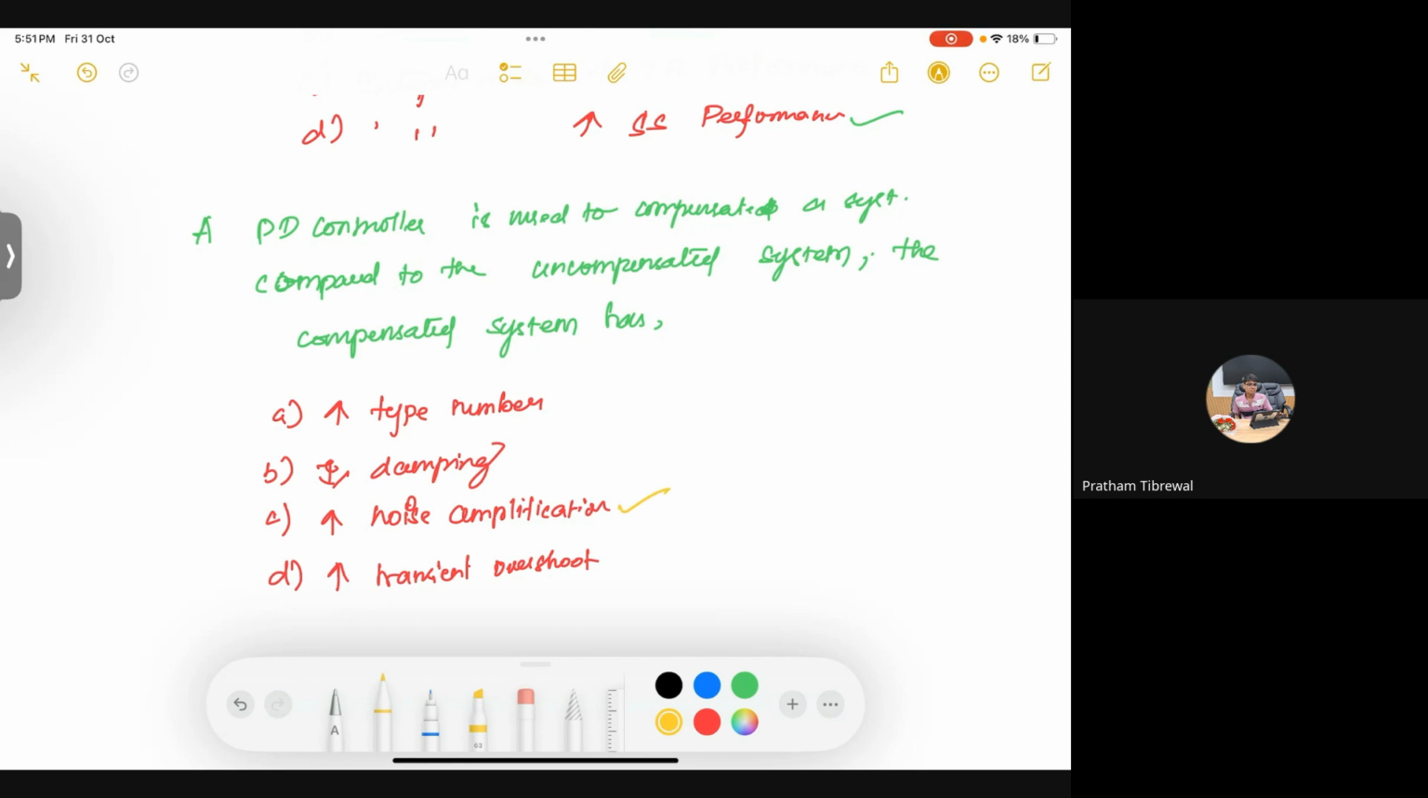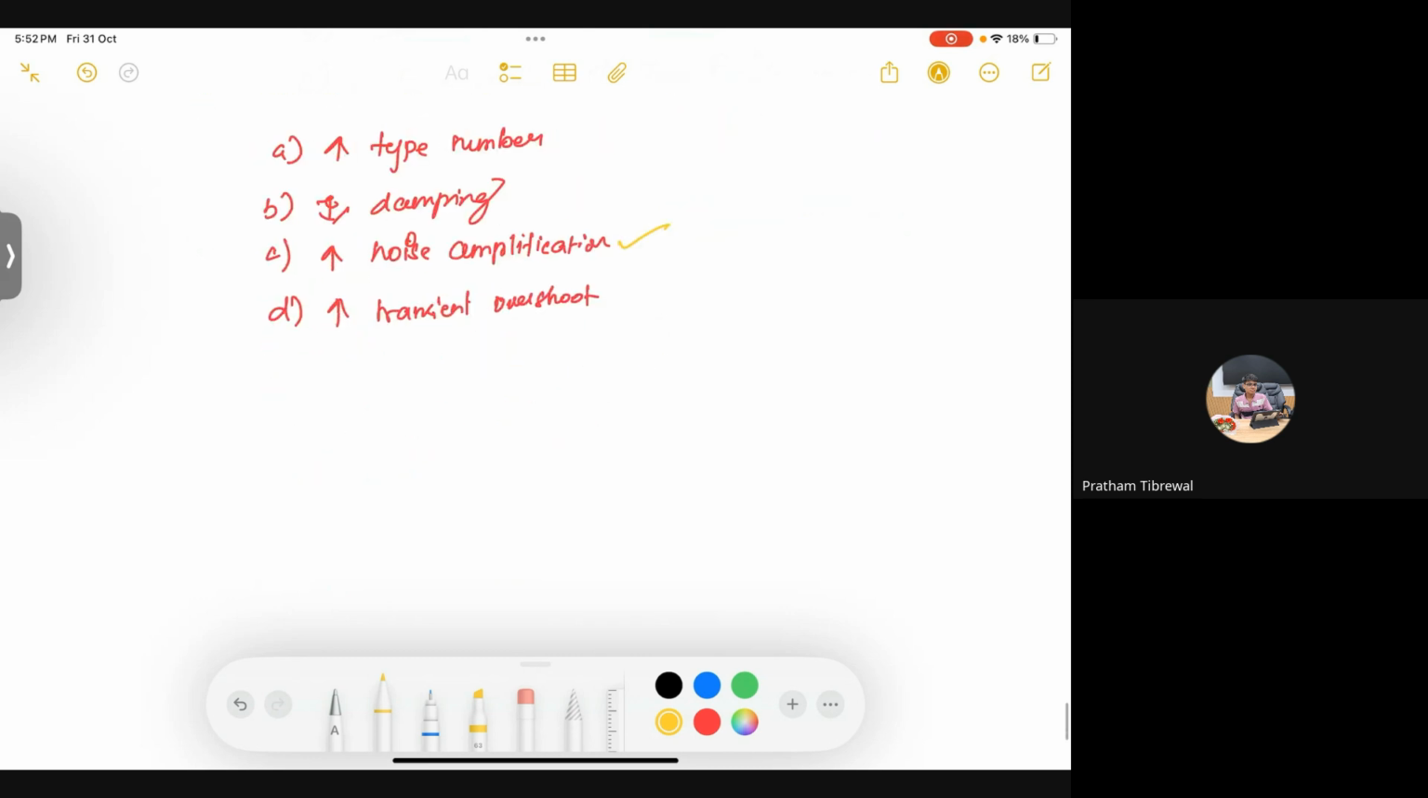Exactly. That is actually the correct answer because type number will be dependent. Derivative won't always increase the type number. But noise amplification is a very important problem because if that uncompensated system has noise, it will change rapidly. Noise won't be constant, right? So it will change rapidly. So when you take a derivative, depending on the rate of change of the noise, your derivative action will also change rapidly and it will be large. So noise amplification is a very big problem when it comes to derivative control. It's like a basic understanding behind it. Yes, ma'am. Right.